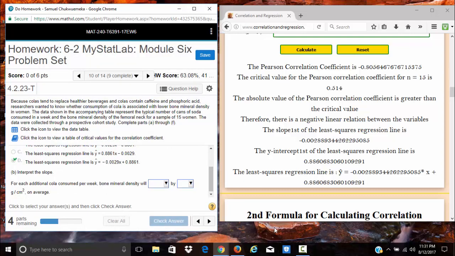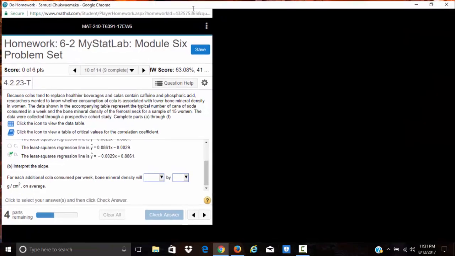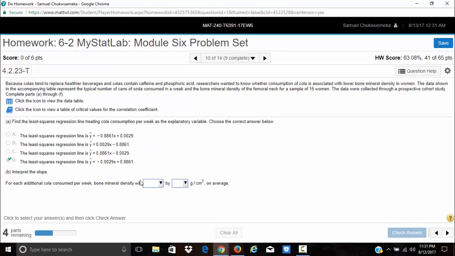Interpret the slope. The slope means that for each additional cola consumed per week, bone mineral density will decrease. The slope is negative. Okay, decrease by 0.0029 on average.